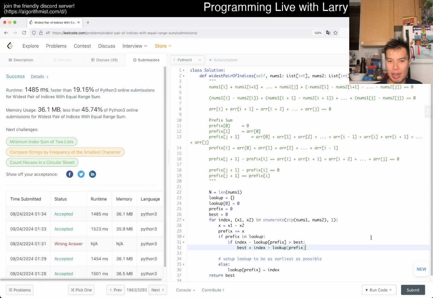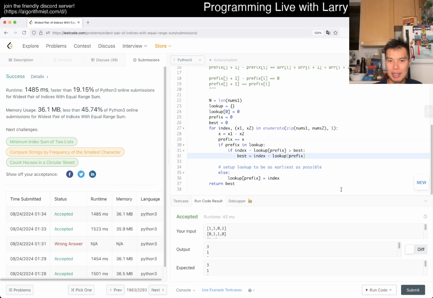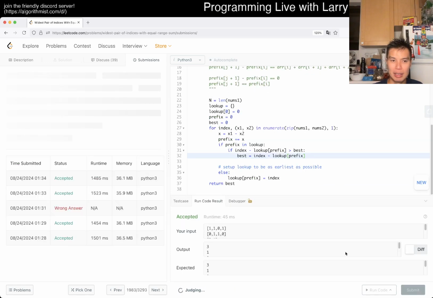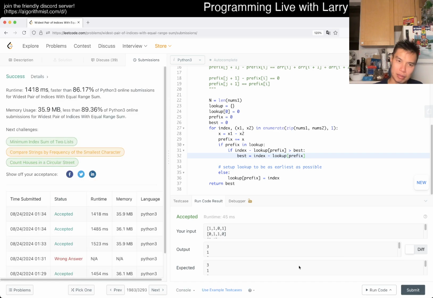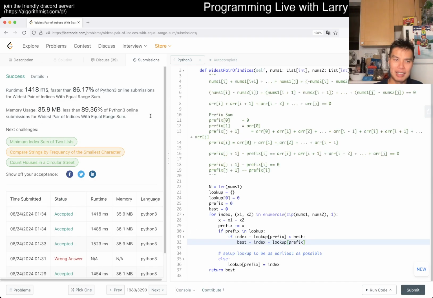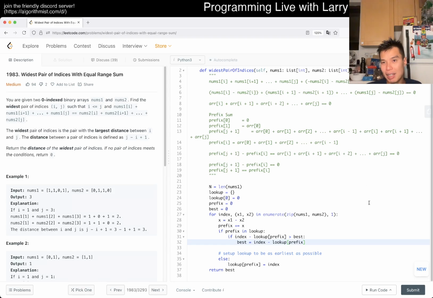But these are just micro optimizations. This is linear time and linear space. It's kind of wild that everyone has the same performance, because about 100 meter readers is like 5%, 86% or something. Anyway, all right. That's all I have for this one.